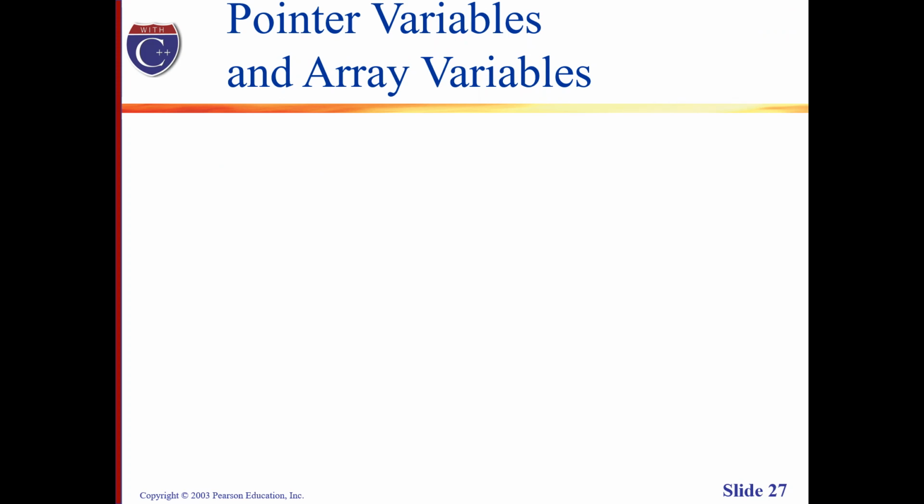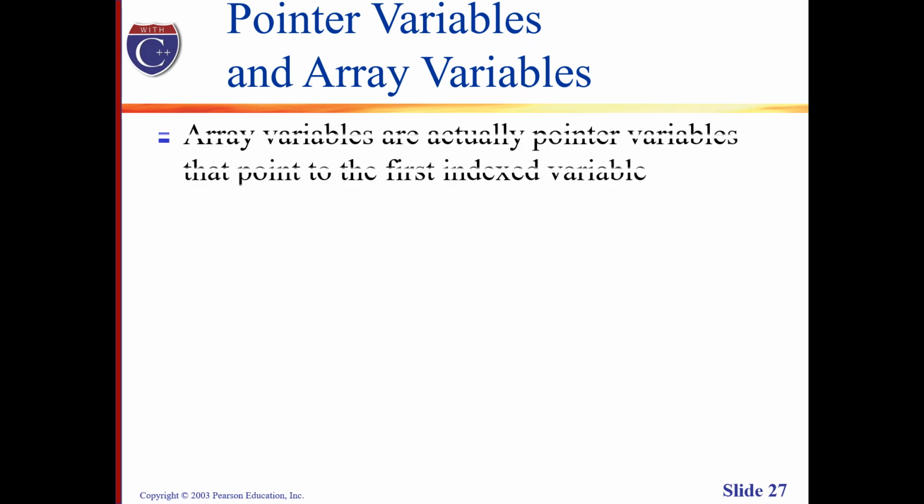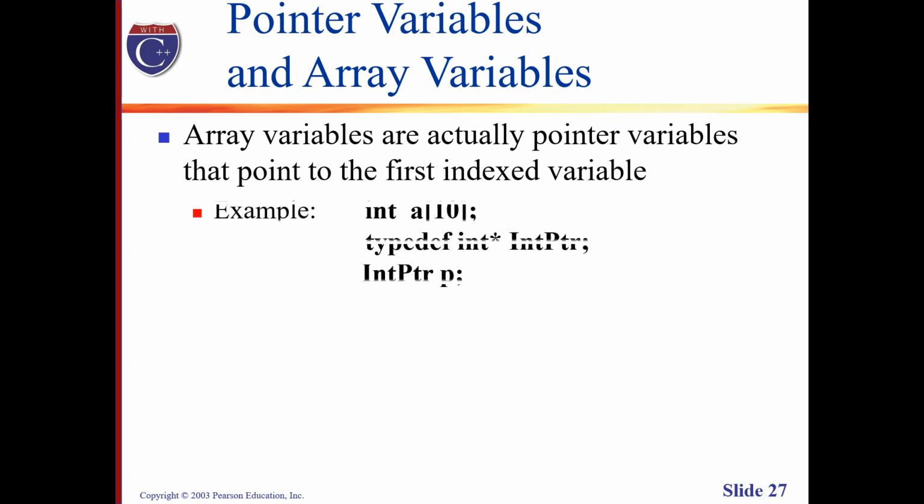Talking about pointer variables, array variables are actually pointer variables that point to the first indexed variable. Lately, we've been using arrays, but of course, at that point, we still hadn't realized that array variables are actually considered pointer variables. Here's an example which shows the scenario.